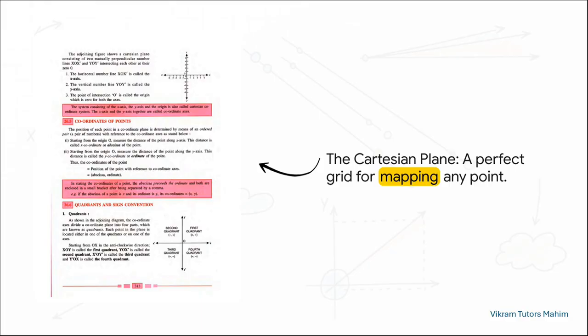Seriously. For centuries, you had algebra over here with its numbers and equations, and geometry over there with its shapes and lines. They were totally separate worlds. This grid was the bridge that finally brought them together, a total game changer.